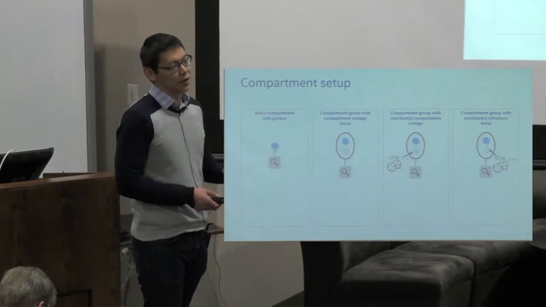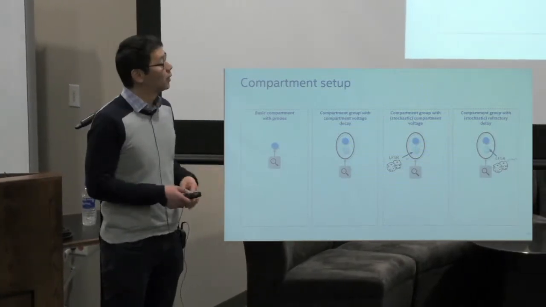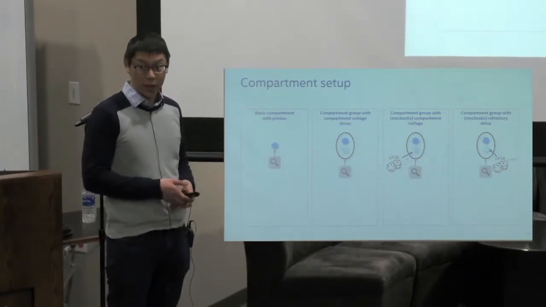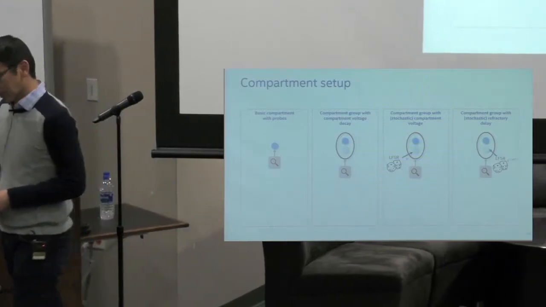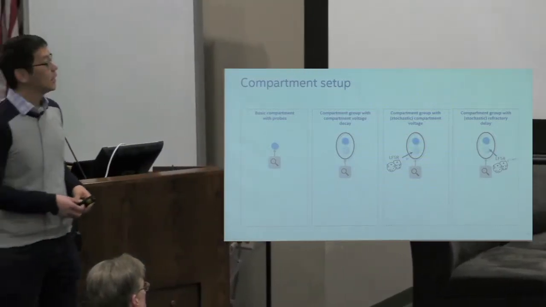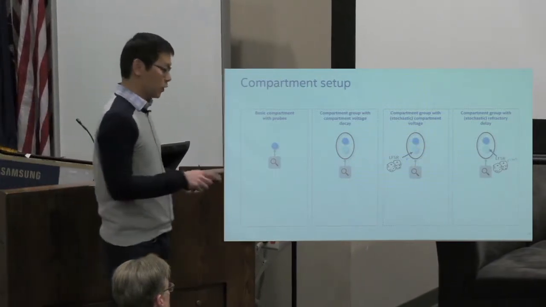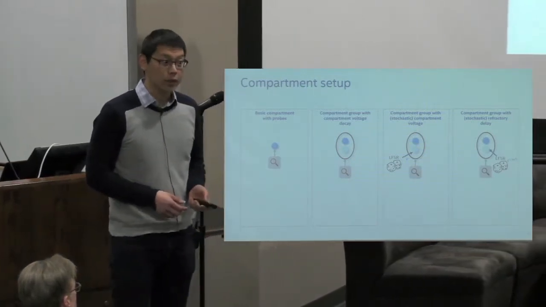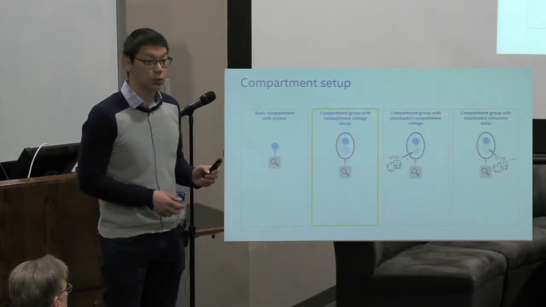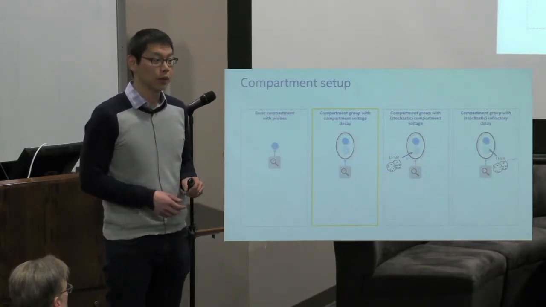For example, we'll start with a very basic compartment. You put probes on it. We can do groups of compartments and have those have voltage decay. And then, of course, you can introduce stochasticity in the compartment voltage as well as refractory delay. So for this presentation, I'm going to focus on one so we can look in more detail. Specifically, we'll do a group of compartments with voltage decay.